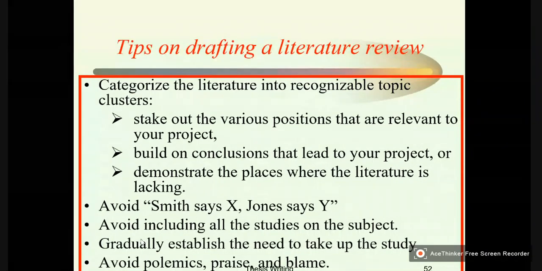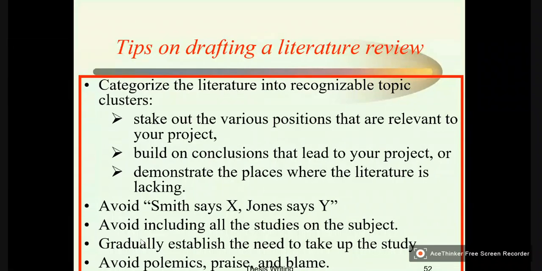What are the tips on drafting a literature review? Categorize the literature into recognizable topic clusters. Stake out the various positions that are relevant to your project. Build on conclusions that lead to your project or demonstrate the places where the literature is lacking. That means knowledge gap identification. Avoid 'Smith says X' or 'Jones says Y' and things like that. Avoid including all the studies on the subject. Gradually establish the need to take up the study.